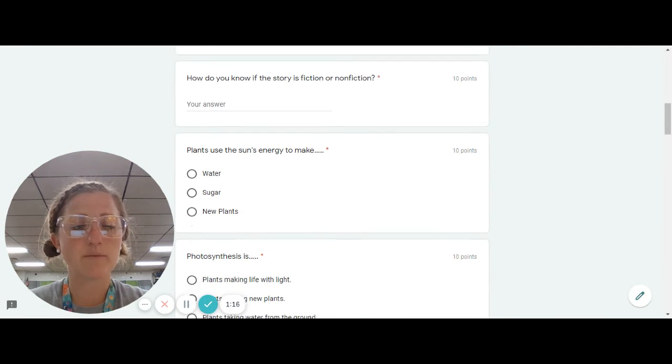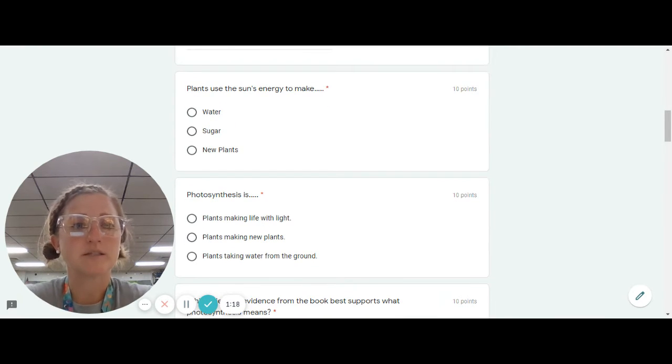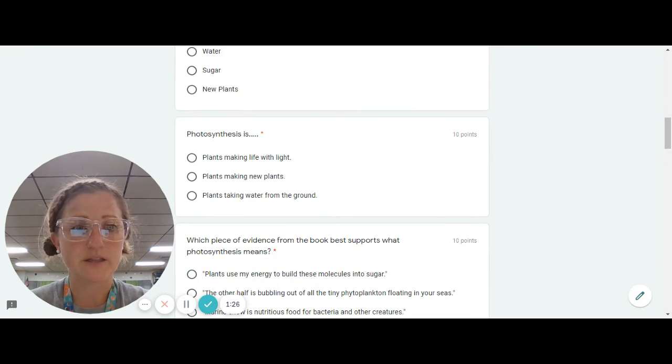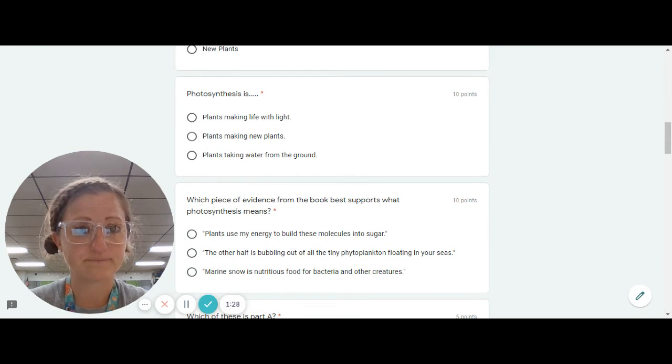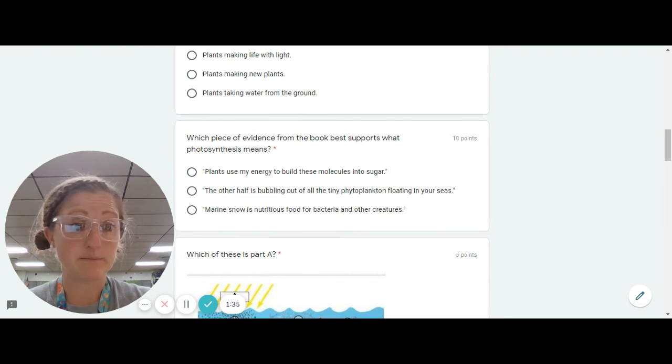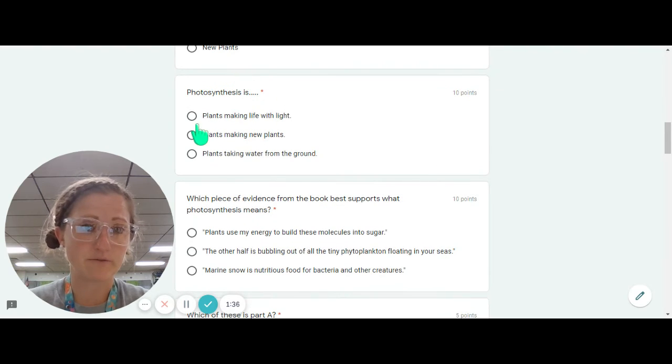Then we've got things that come from our story. Plants use the sun's energy to make. So you have to look and check to see if you're not sure. Photosynthesis is. Which piece of evidence from the books best supports what photosynthesis means? So first you would want to figure out the answer to what photosynthesis is.